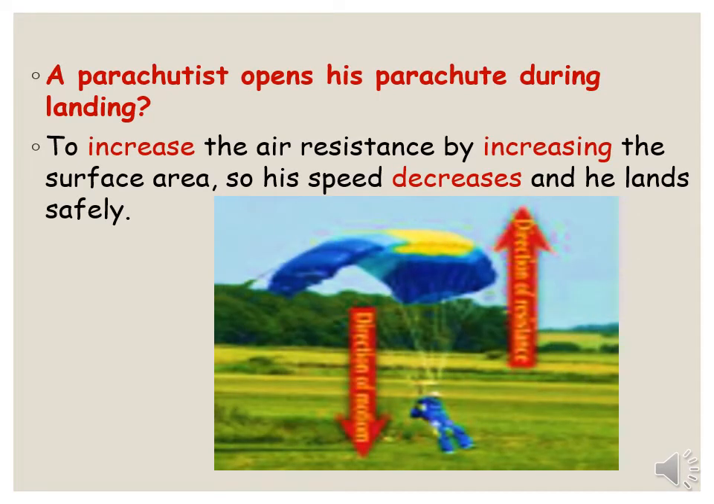Parachutist opens his parachute during landing to increase the air resistance by increasing the surface area. So his speed decreases and he lands safely. So the parachutist opens his parachute to increase air resistance, to increase surface area, and his speed decreases, so the landing will be safe.